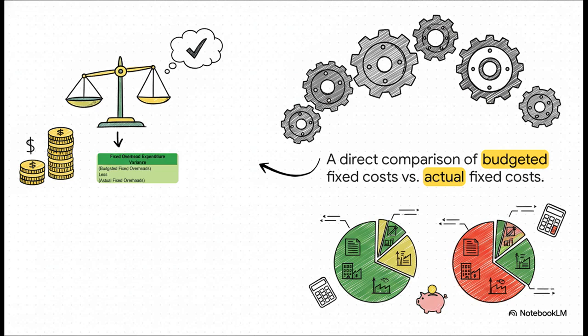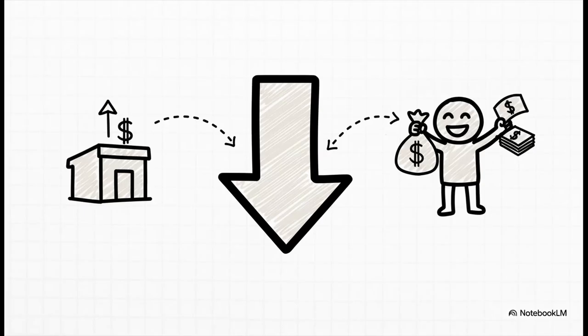Simple and powerful. So back at Print Pro Tees, what would this look like? Well, an adverse expenditure variance could mean their landlord suddenly hiked the rent. If their budget was, say, $5,000 for fixed costs, but the actual bills came to $5,500, that $500 difference is a pure adverse expenditure variance.